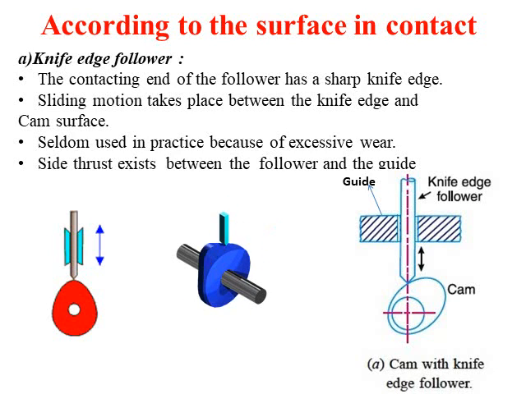Here, sliding motion takes place between the contacting surfaces, that is, the knife edge and the cam surface. But knife edge followers are seldom used in practice. The reason being, as it is a knife edge, the contact between the cam and the follower constitutes a very small area, and because of continuous usage, it results in excessive wear. Also, in knife edge followers, a considerable side thrust exists between the follower and the guide.